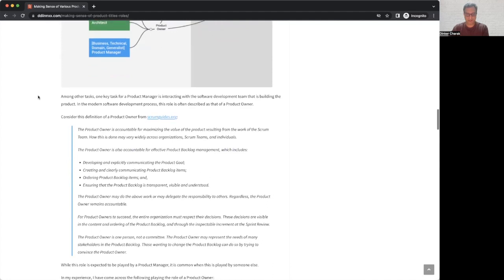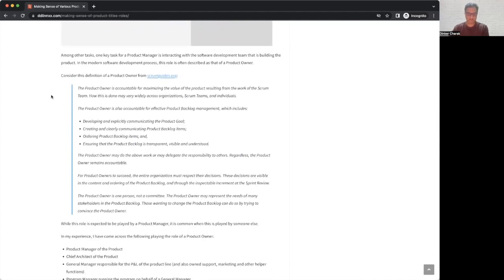Formally, one of the definitions of the product owner I found was on scrumguides.org. And if you look at how they define it, it is again very product development team centric, right? They develop and explicitly communicate product goals, create and communicate product backlog items, order the product backlog, and ensure that the product backlog is transparent, visible, and understood, especially by the product development teams.